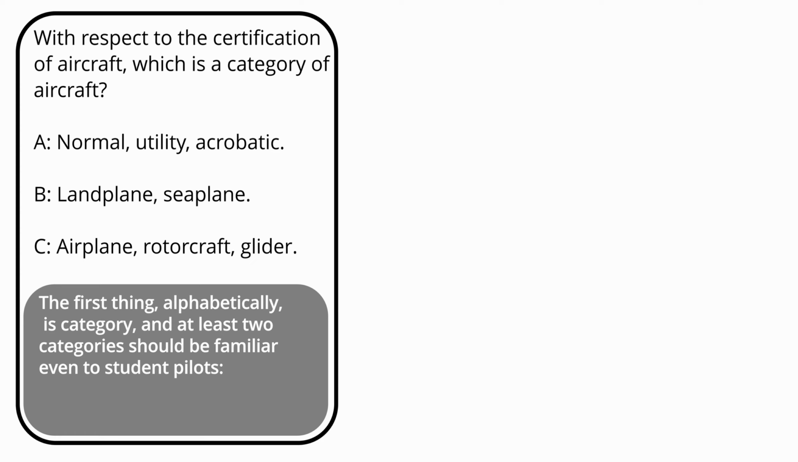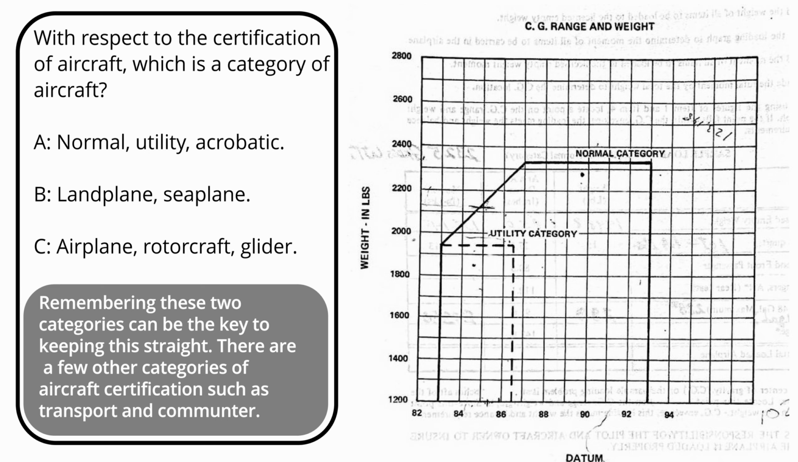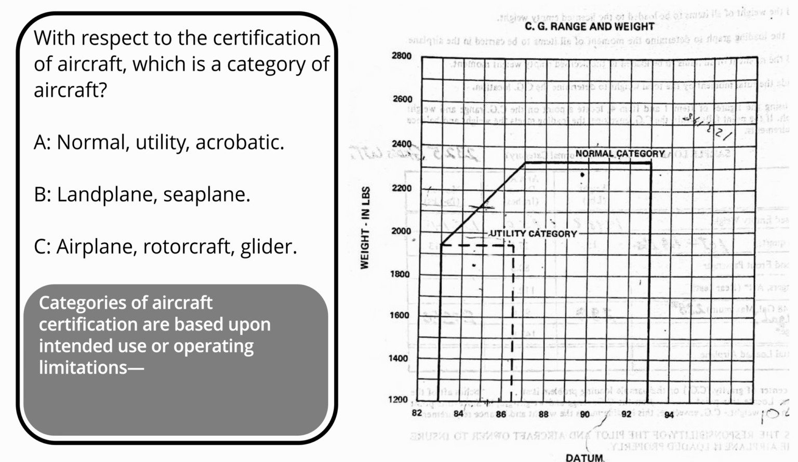The first thing alphabetically is category, and at least two categories should be familiar even to student pilots. Here's a weight and balance envelope from the POH for a Piper Warrior. We can see that there are two categories mentioned, normal and utility. Remembering these two categories can be the key to keeping this straight. There are a few other categories of aircraft certification, such as transport and commuter. Categories of aircraft certification are based upon intended use or operating limitations.